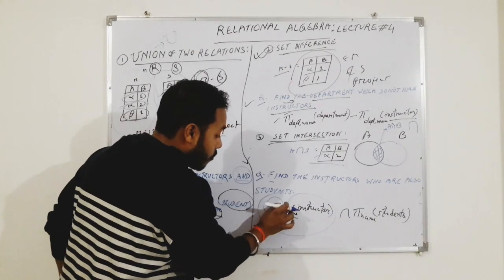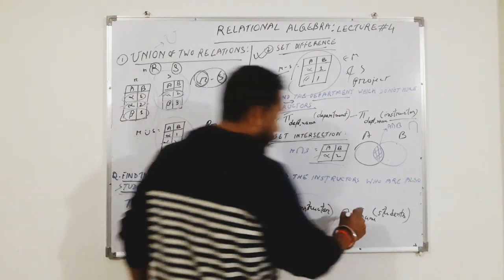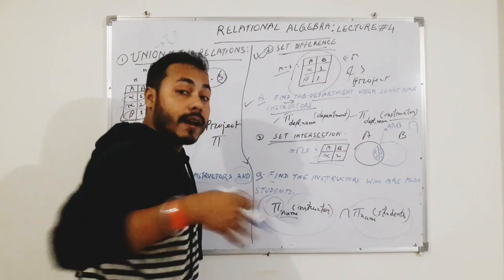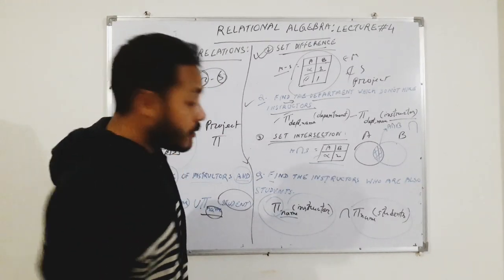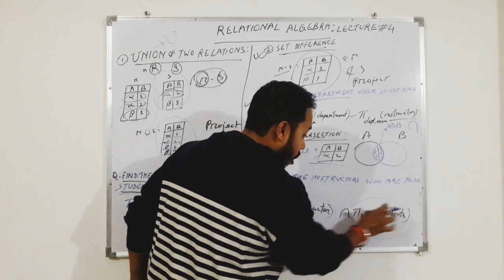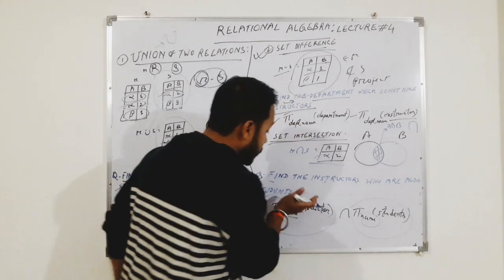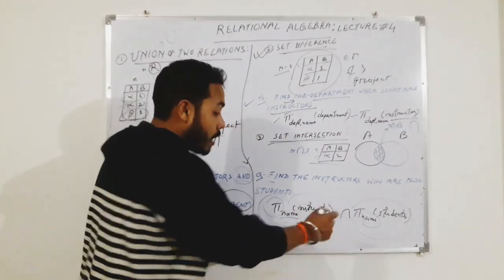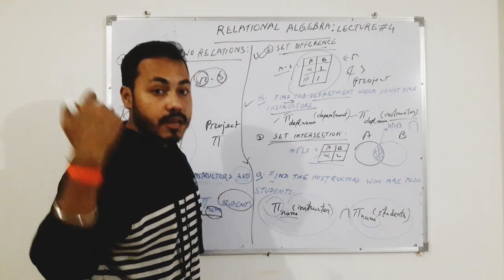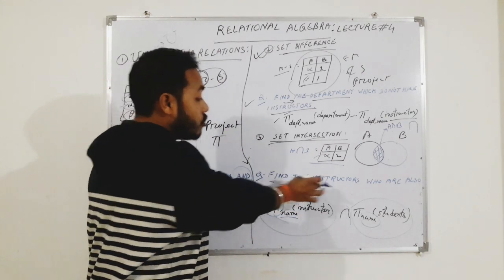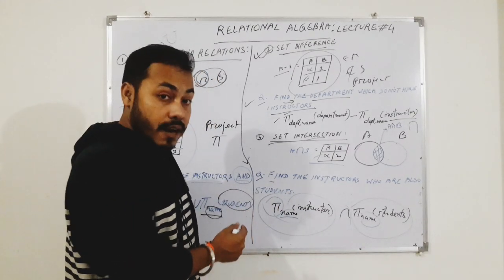That will be possible through this equation: the project operator on instructor with respect to name. This will give you the names. Then for students, again we need to find out the student names also. If those names are common, then that will be the result. So project on students with respect to name gives all the names of the students, and this gives all the names of the instructors. When we take intersection, this will give you the common names, and obviously the common names will be our result, meaning those instructors who are also students. So is this clear to you?